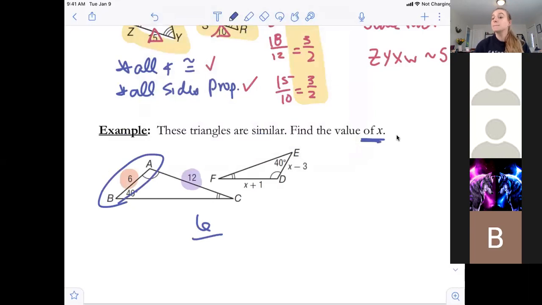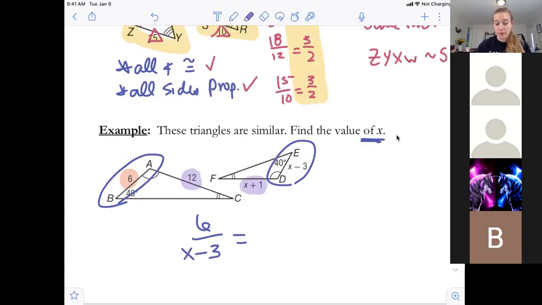X minus 3. Minus 3. I had an angle at A and D, which are congruent, and then E and B are congruent. So I have to pick the side that goes with that, which is X minus 3. That means that now I've got 12 and then X minus 1.